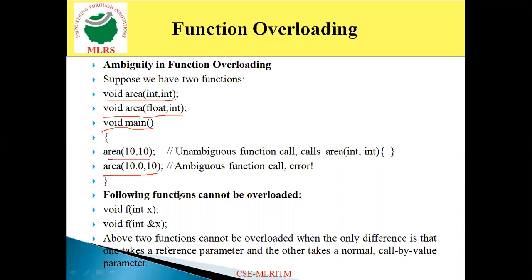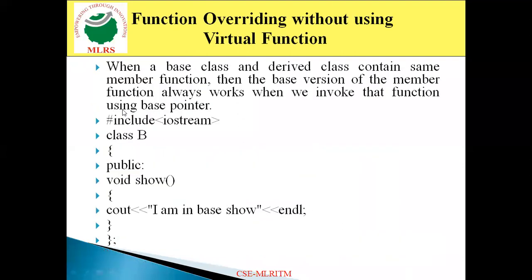Similarly, in some cases functions cannot be overloaded, for statements like void f(int x) and void f(int &x). The ampersand means address. These functions cannot be overloaded because one takes a reference and the other takes a normal parameter, which we can call call by value or call by reference. These types of functions cannot be overloaded. So this is the problem with function overloading.